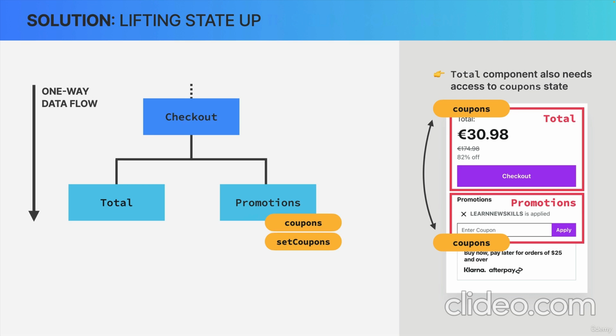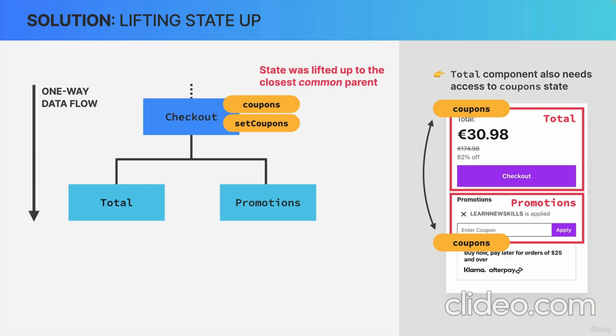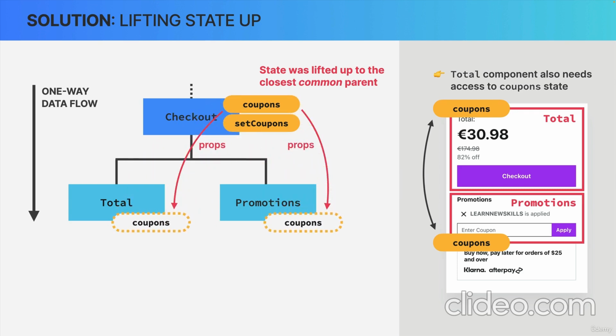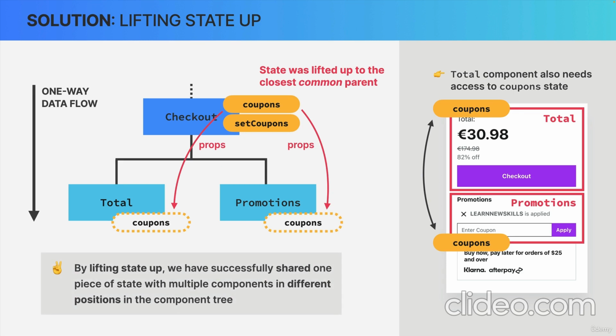So in this example, we would remove the coupon state from promotions and place it in the checkout component. And just like this, we have lifted state up to the closest common parent of both total and promotions. And now giving both these components access to the state is as easy as passing it down using props. And that's it. So by lifting state up, we have just successfully shared one piece of state with multiple components in different positions in the component tree, which is something that we need to do all the time in React apps.